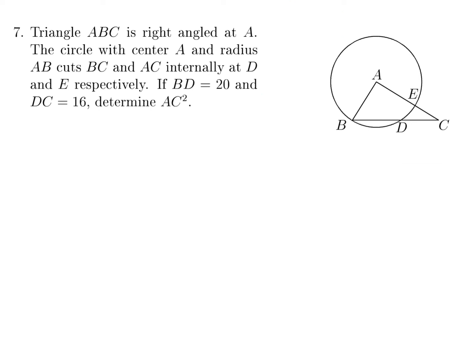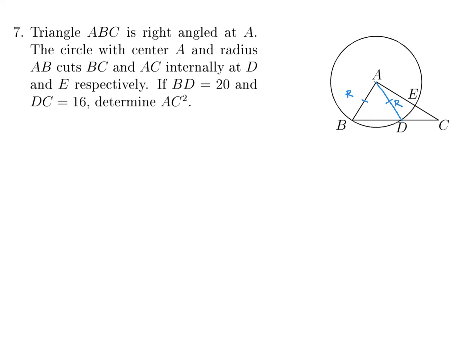Triangle ABC is right angled at A. The circle with center A and radius AB cuts BC and AC internally at D and E respectively. If BD is 20 and DC is 16, determine AC squared. All right, well, I'm going to have to draw a few lines here. The first one is from A to D, and that just represents the radius of the circle. A to B is a radius, so that means right off the bat that this is an isosceles triangle, right? Because they're both representing radii. If you really want, you can label it R and R.